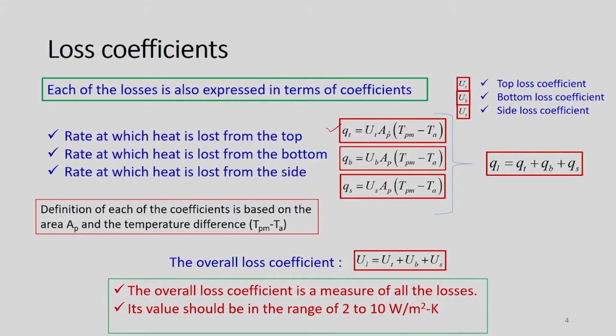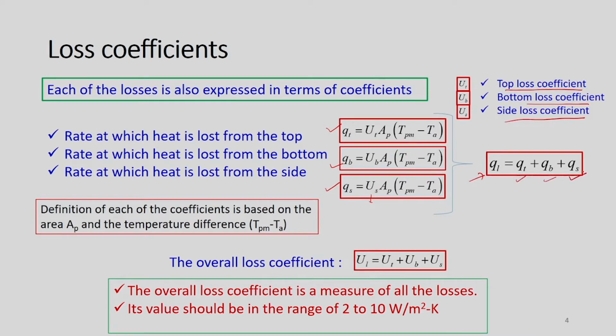What is Ut? It is the top loss coefficient, right. For calculation of the rate at which heat loss from the bottom takes place, we use this expression: Qb is equal to Ub multiplied by Ap and then Tpm minus Ta, right. What is Ub here? It is the bottom loss coefficient. Similarly, the rate at which heat is lost from the side can be calculated using this expression, where Us is the side loss coefficient.